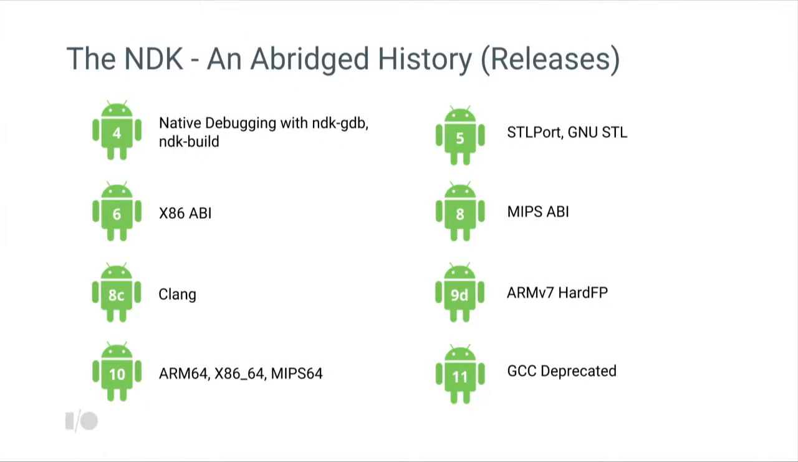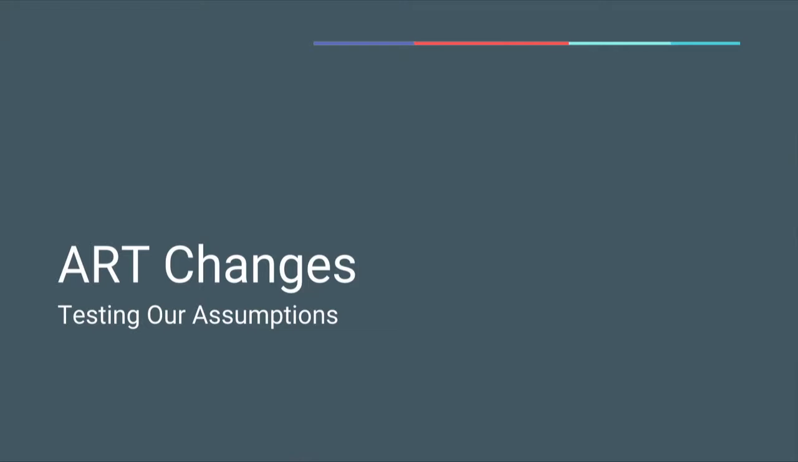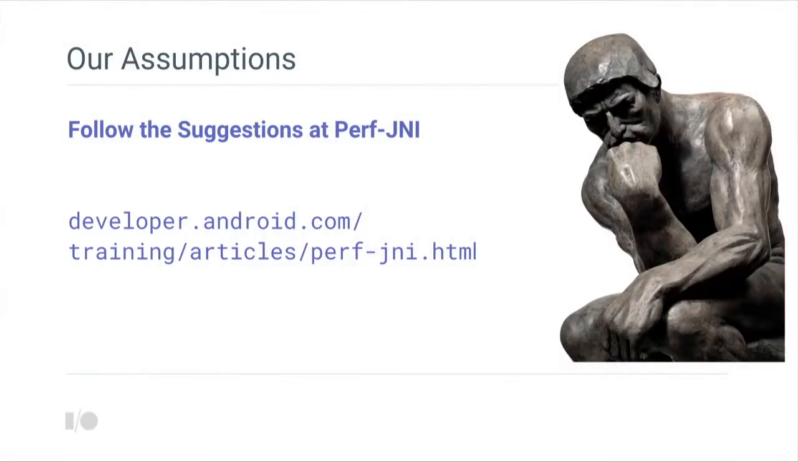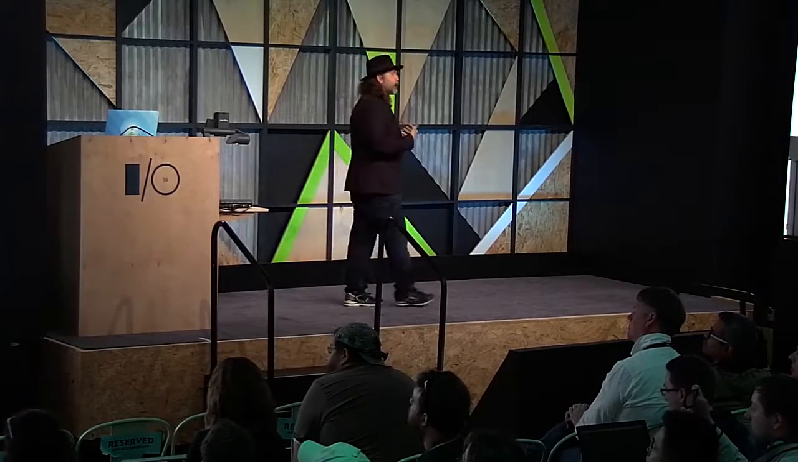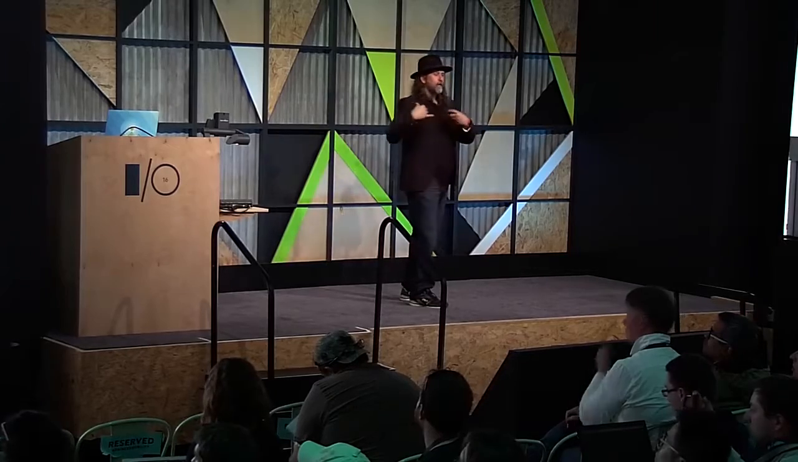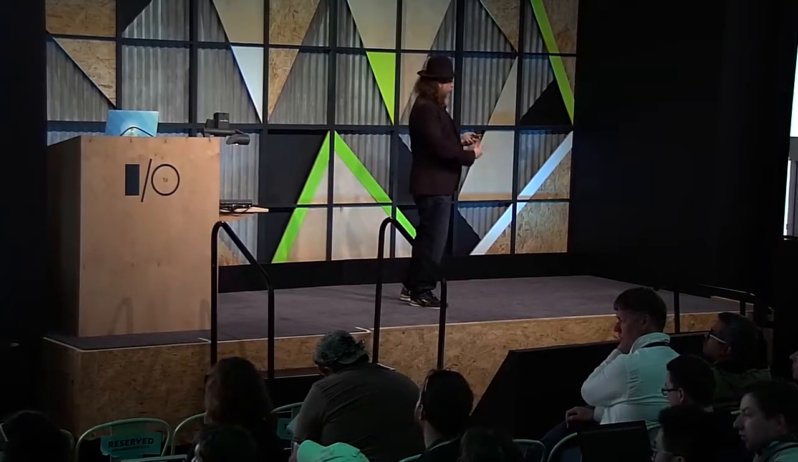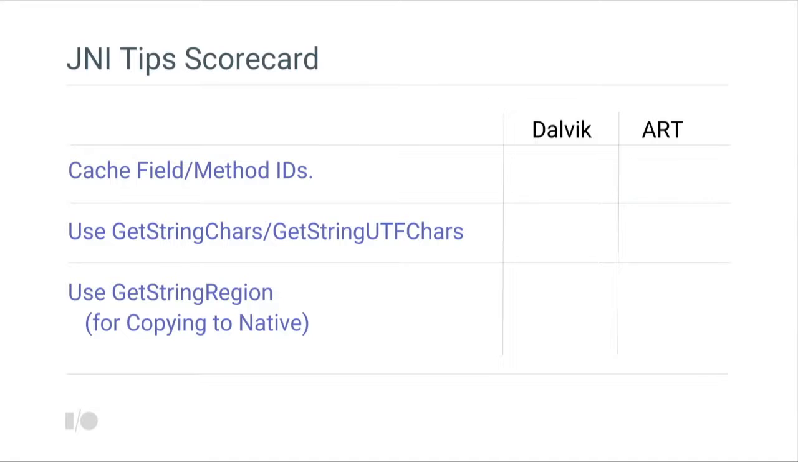But again, this talk isn't just about the NDK, it's also about ART. I was really curious: ART is a totally different beast than our previous runtime, so how does it affect the NDK? So what I did is I went through the perf JNI article. I mean, probably everyone's read this perf JNI article, right? If you haven't, you really should. Because the real question I wanted to know was, do these tips actually make sense in an ART world? And so we're going to keep a scorecard for both ART and Dalvik for each one of these tips. So let's go through them.